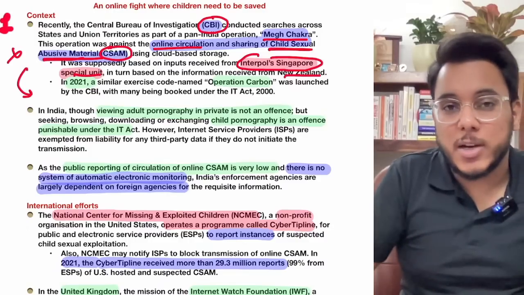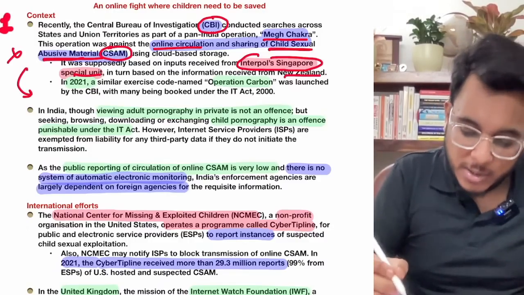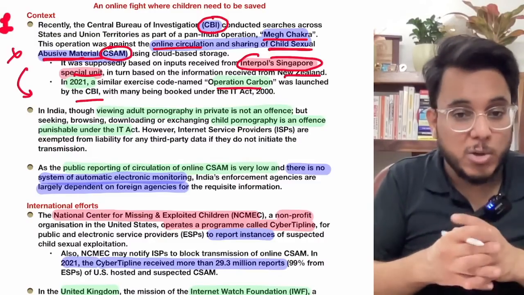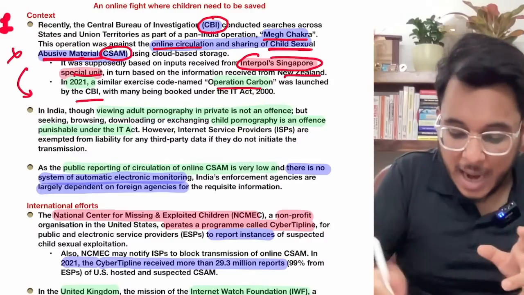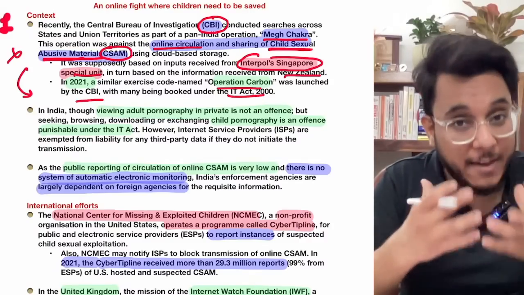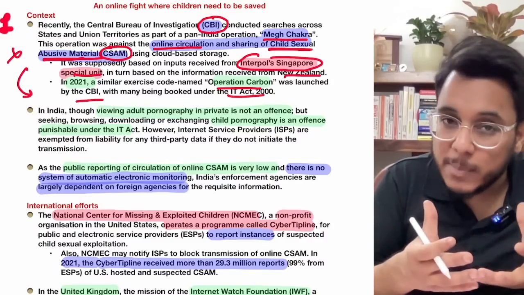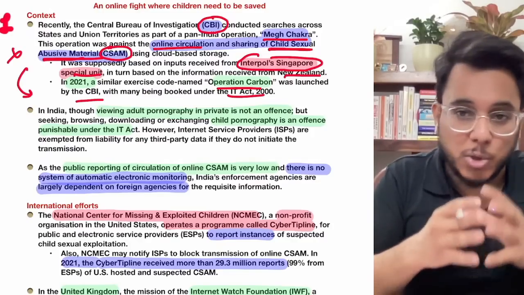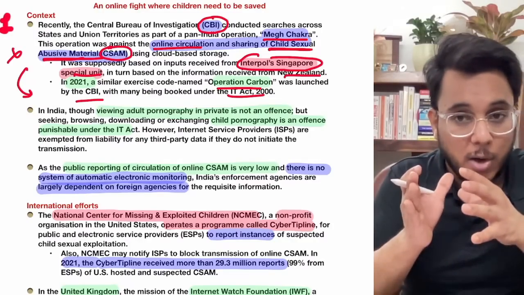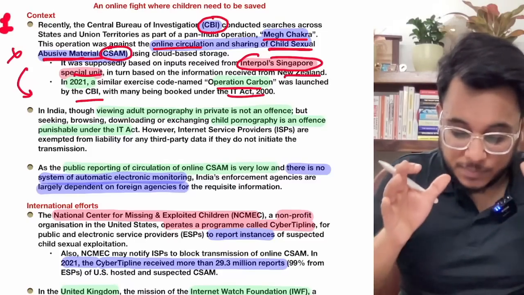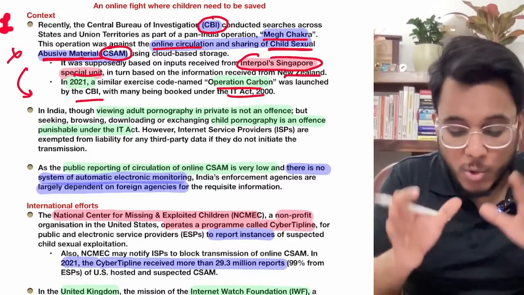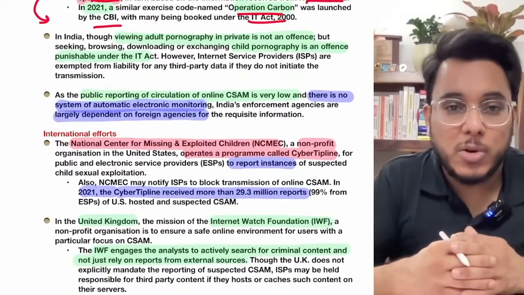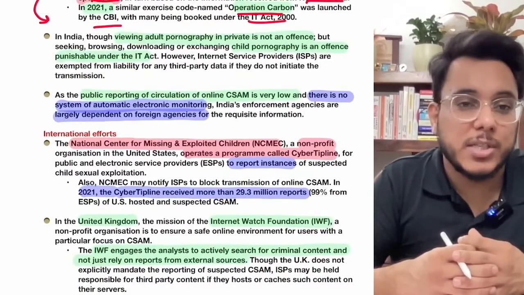Last year, that is in 2021 also, a similar operation, Operation Carbon, was launched by the CBI, and then also people were booked under the IT Act 2000 if they were having storage, or were found in possession, or were commercially using child pornography. So Operation Megh Chakra in 2022 and Operation Carbon in 2021 have happened. Now guys, when we talk about pornography, what are the provisions in India?